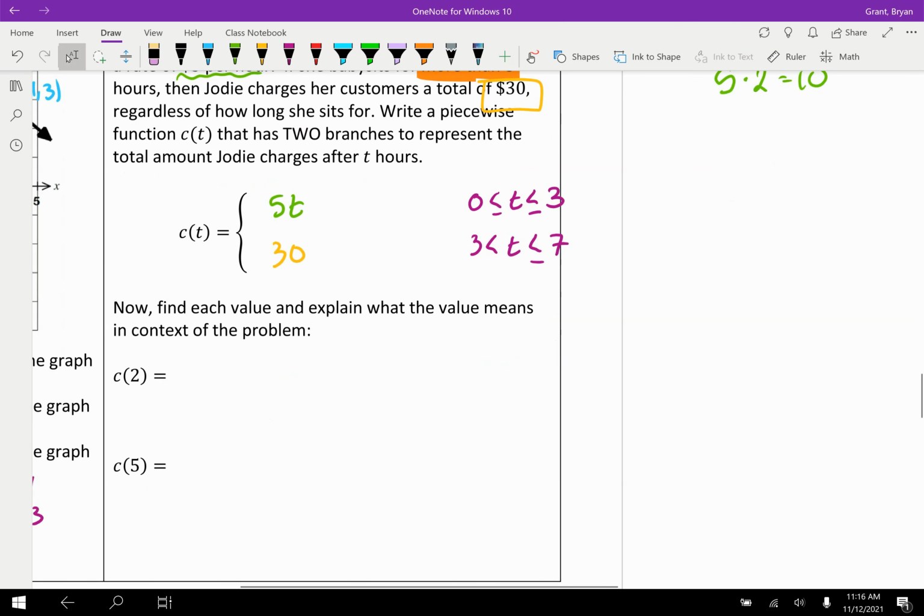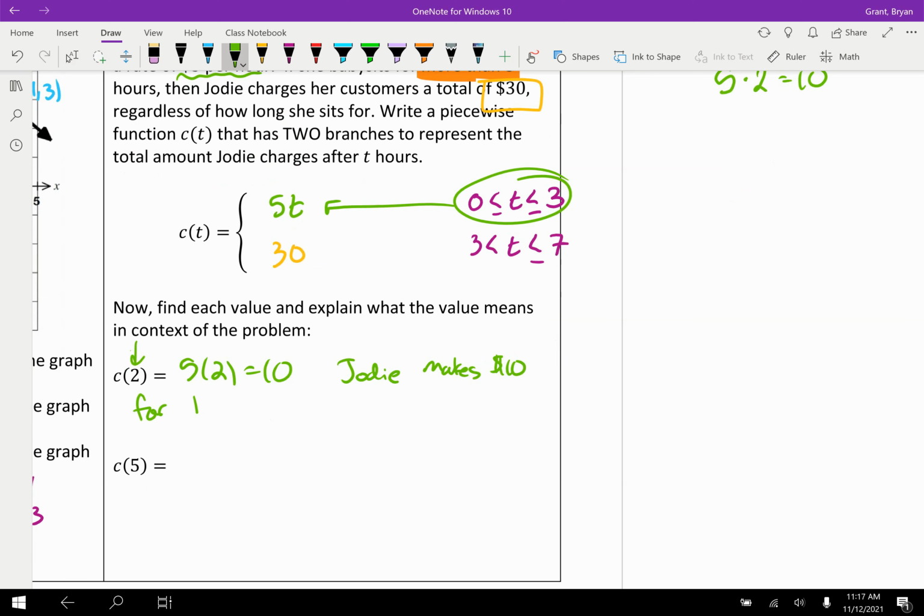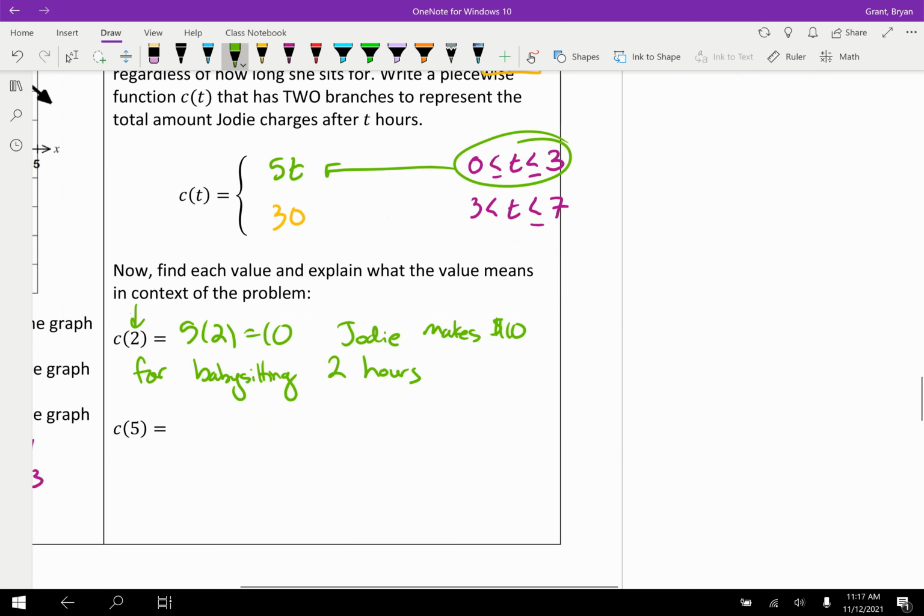If we wanted to find each value and explain what they meant, then to do C of 2, we have to ask ourselves, which equation do we use for C of 2? Well, our input, our time of 2, is between 0 and 3, so we use the top branch, 5 times 2, which is 10. What does that mean? Well, it means Jody makes $10 for babysitting the input 2 hours. Full disclosure, you should pay your babysitters more than that. Like we pay ours at least like $15 an hour right now. But either way, let's move on.